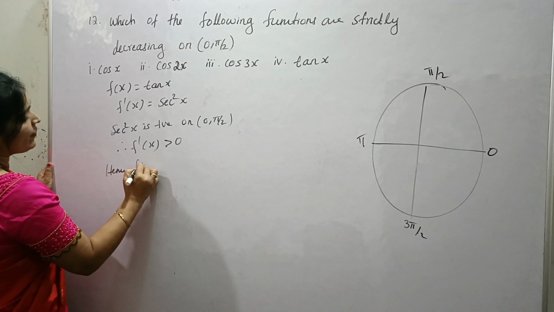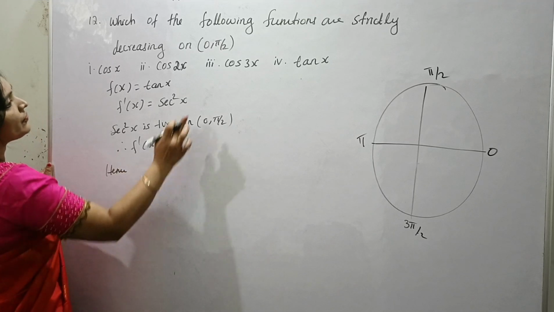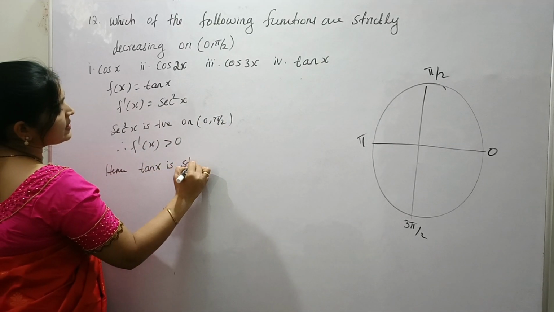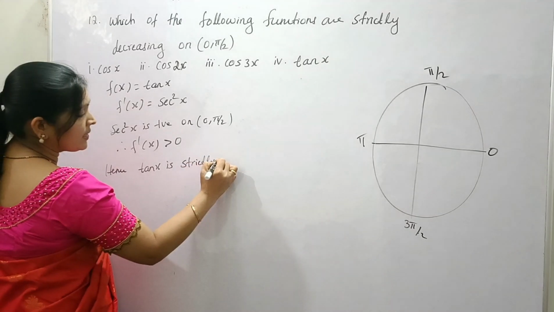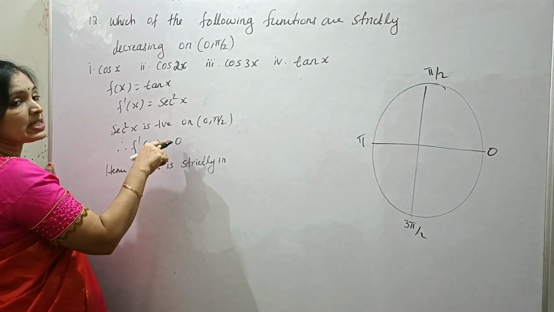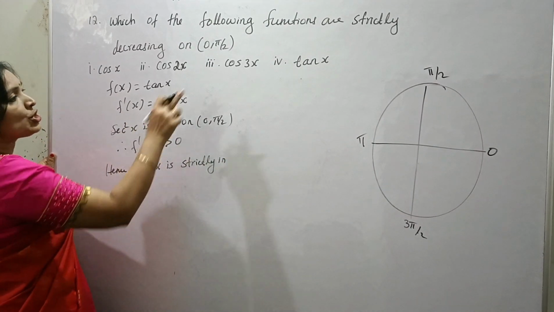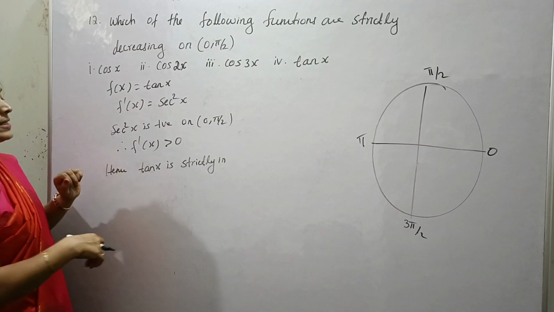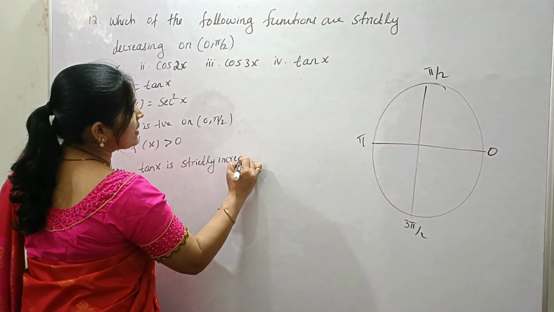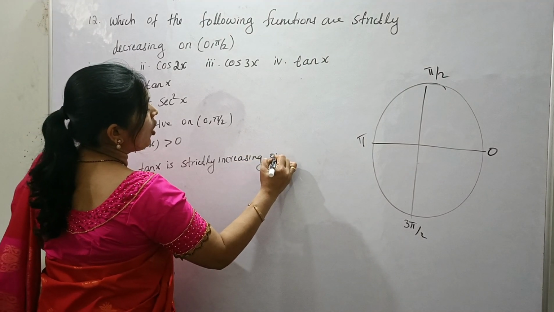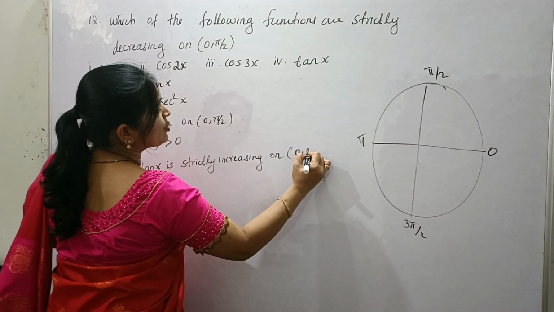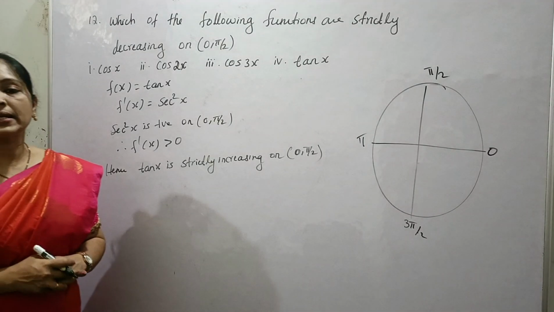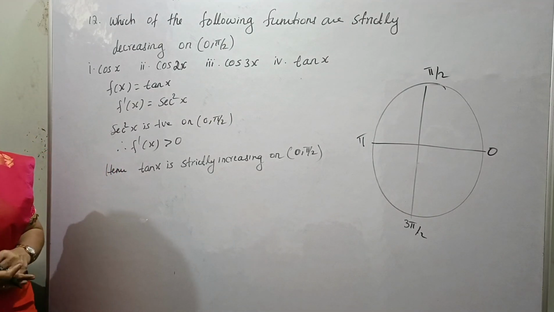Hence, f of x, the function tan x, is strictly increasing. Since f dash of x is greater than 0, the function f of x equal to tan x is strictly increasing on 0 to pi by 2. Hence tan x is strictly increasing on 0 to pi by 2.